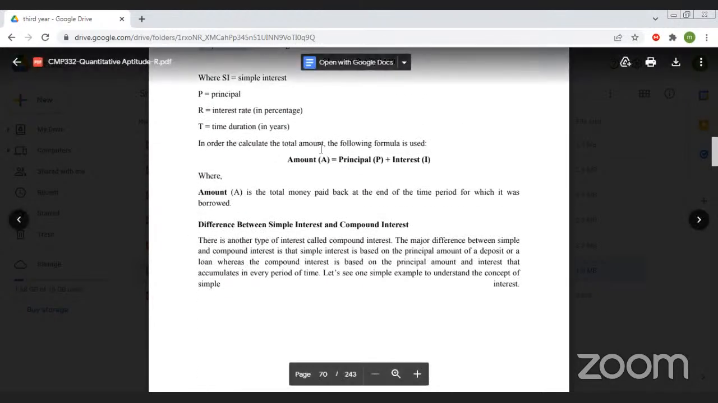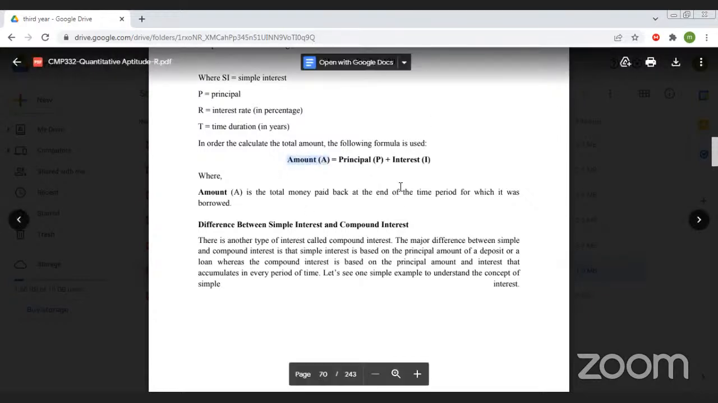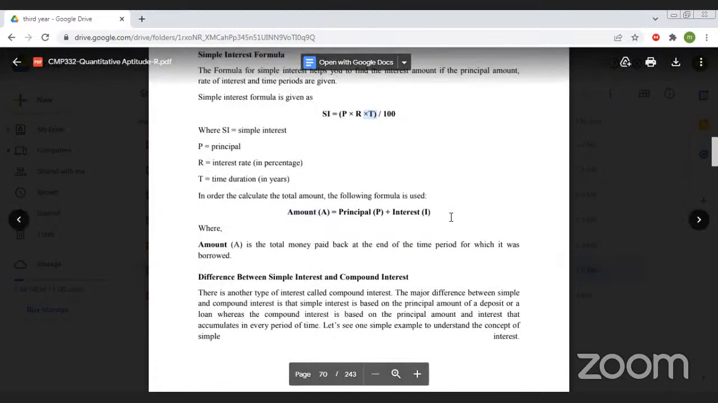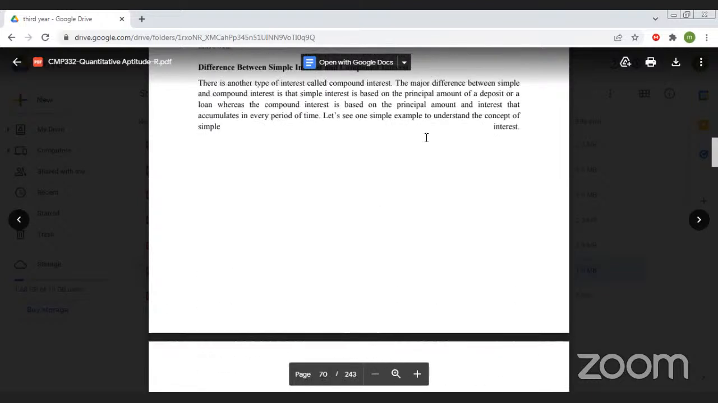In order to calculate the total amount which you are going to have after 10 years, it will be principal plus interest. Now, the difference between simple interest and compound interest: simple interest is based on the principal amount of a deposit, whereas compound interest is based on the principal amount and the interest that accumulates in every period of time.